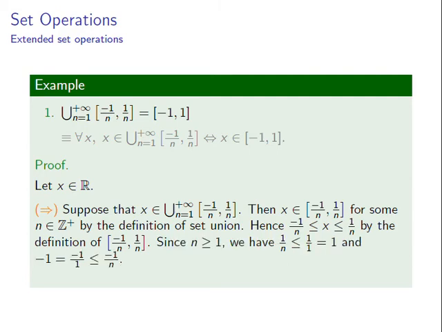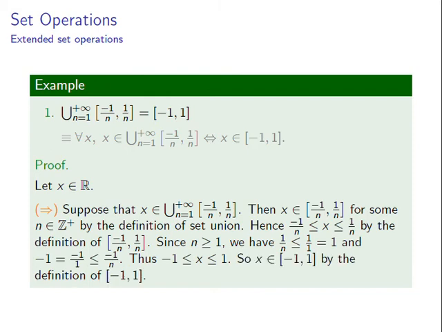Since n is greater than or equal to 1, 1 over n is less than or equal to 1, and minus 1 over n is greater than or equal to minus 1. Thus, x is greater than or equal to minus 1 and is less than or equal to 1. So, x is an element of the closed interval from minus 1 to 1.